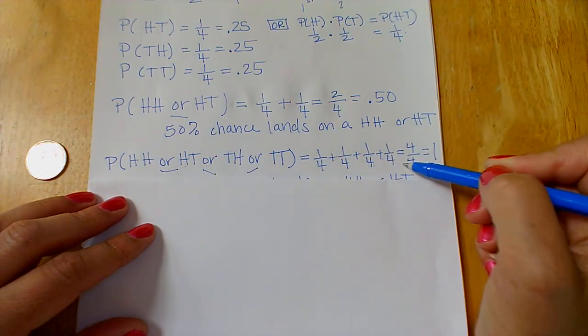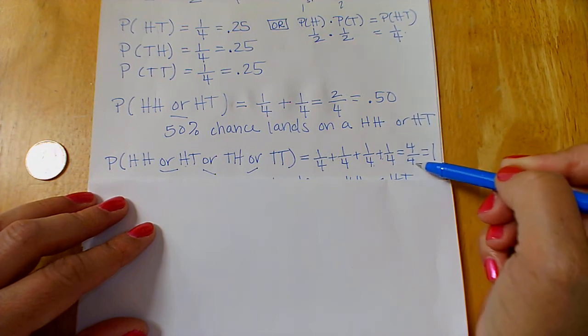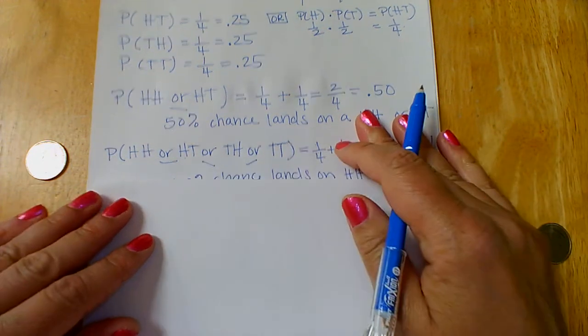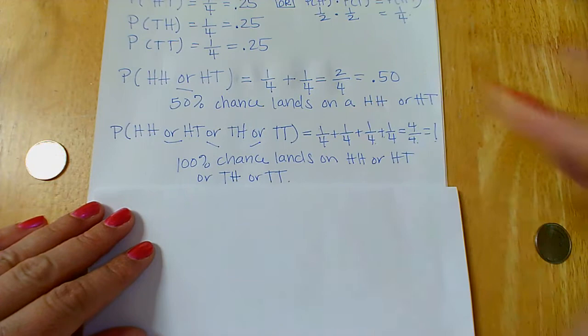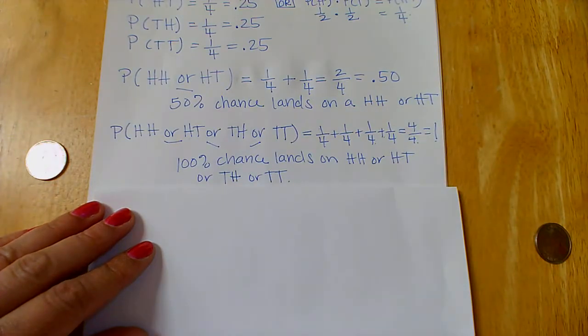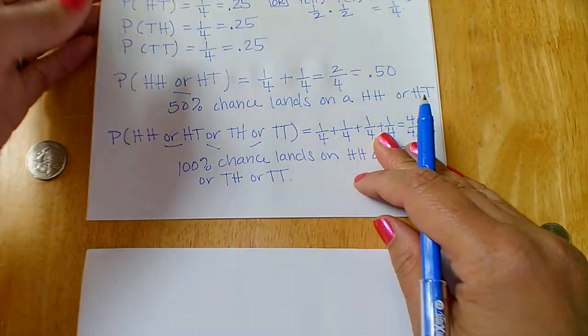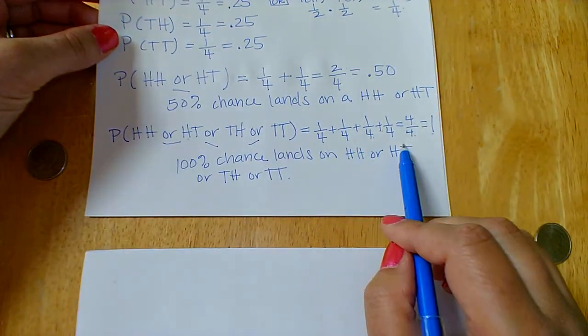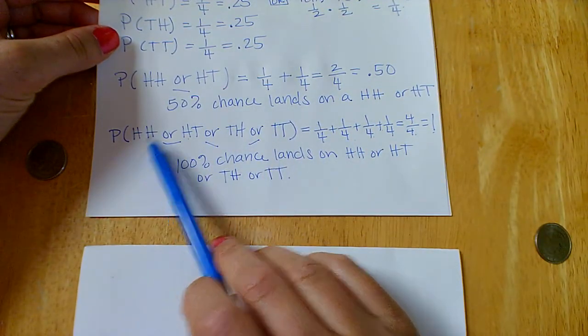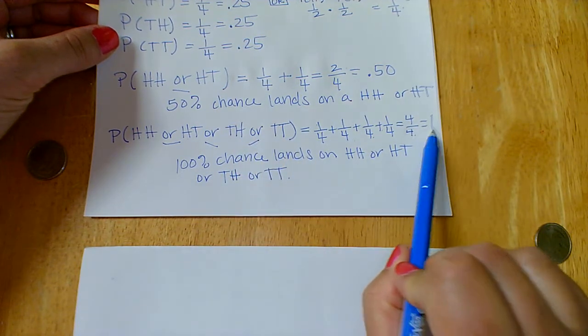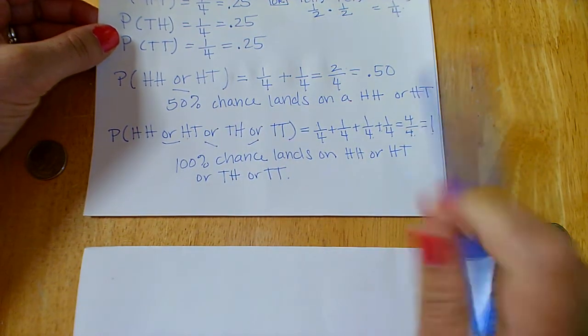Keeping the denominator the same because we are adding. 4 divided by 4 gives you 1. So we have a 100% chance that it lands on a heads, heads, or a heads, tails, or a tails, heads, or a tails, tails. This is our sample space. And remember, if we take the probability of all of the sample space, we always come up with 1. We've been doing this a few times.